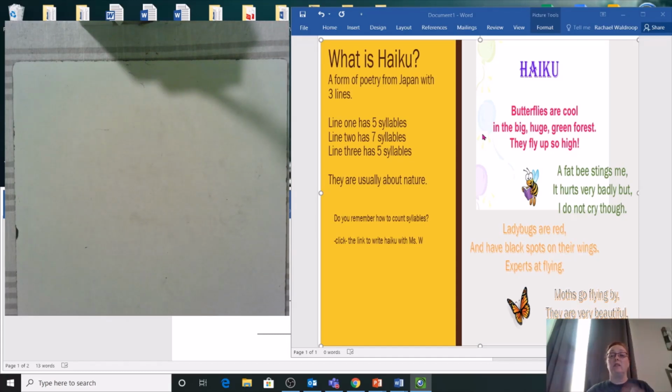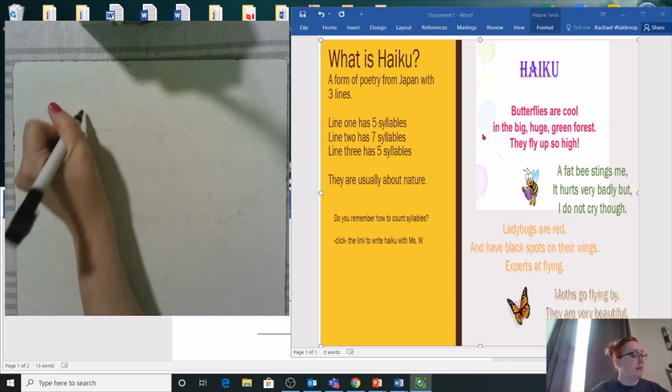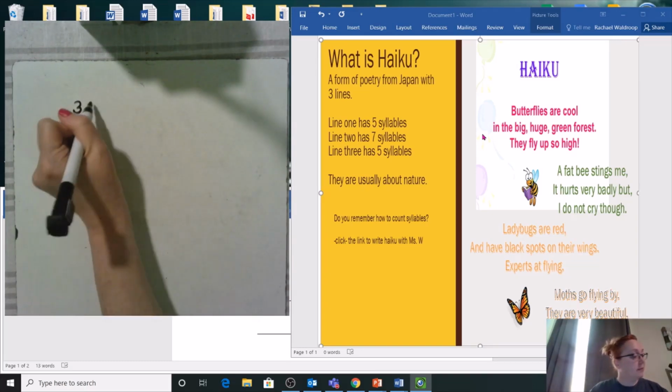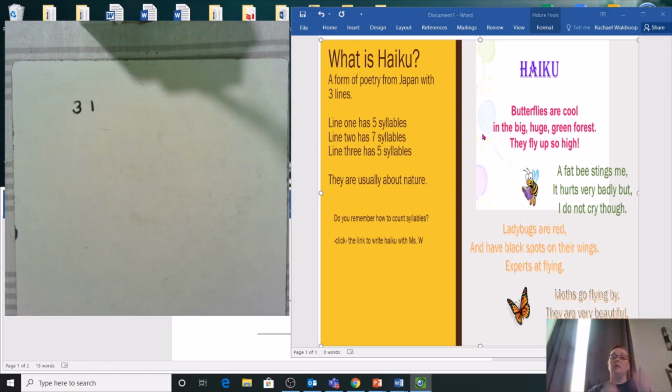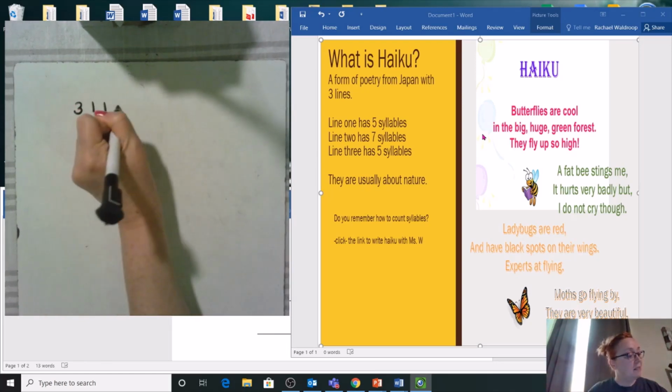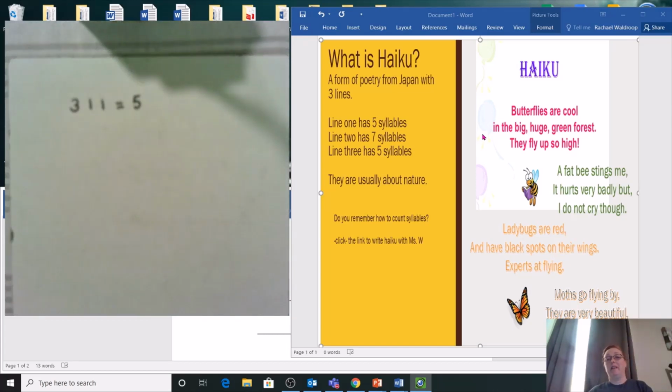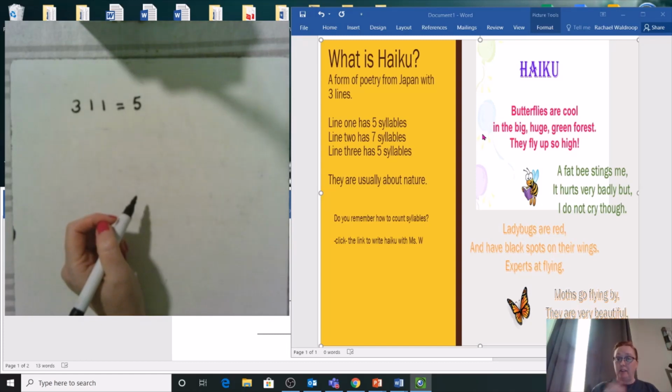Let's count the syllables in the first one. Butterflies are cool. Butterflies, 3. And butterflies are cool, 5 syllables. That's what we need. We can only have 5 syllables in that very first line.